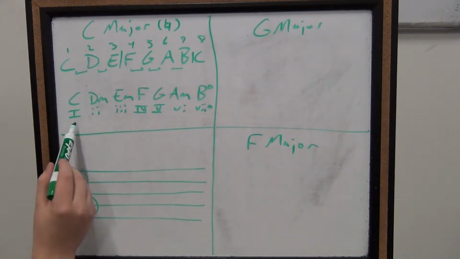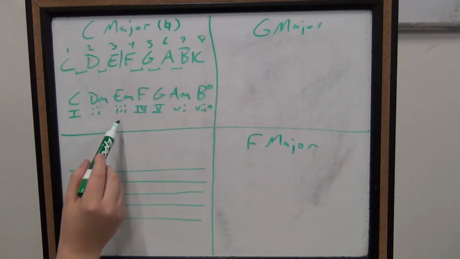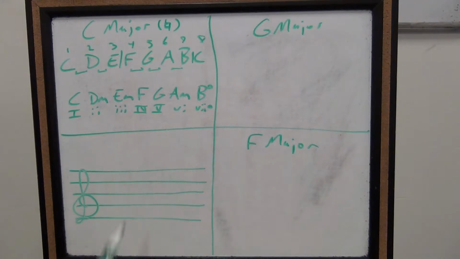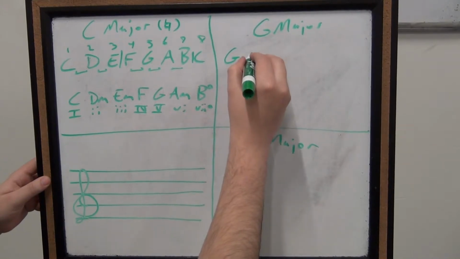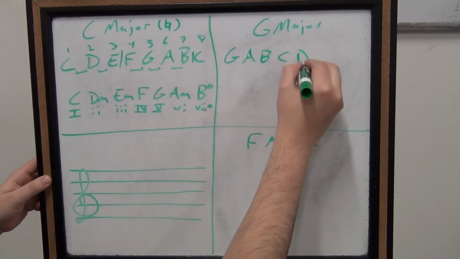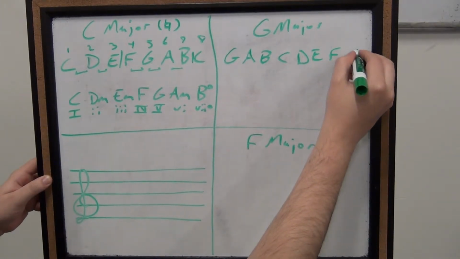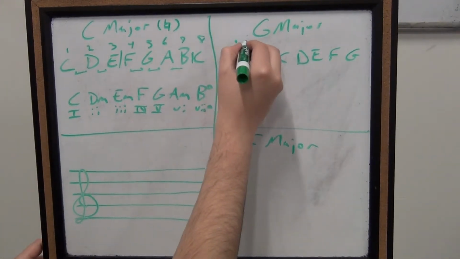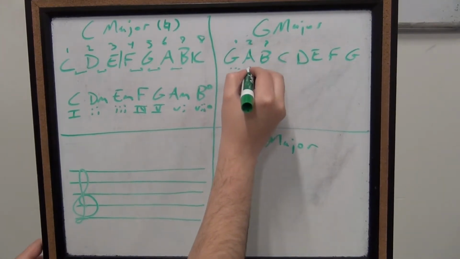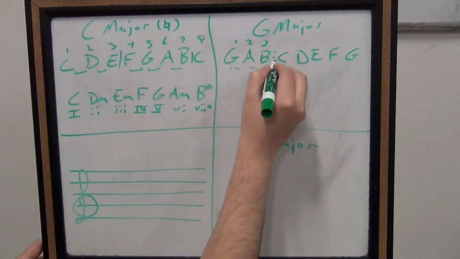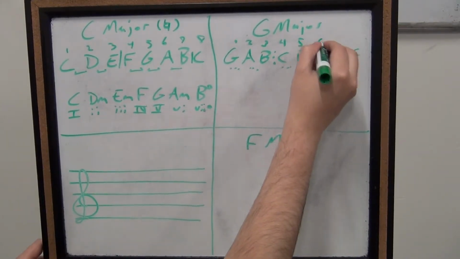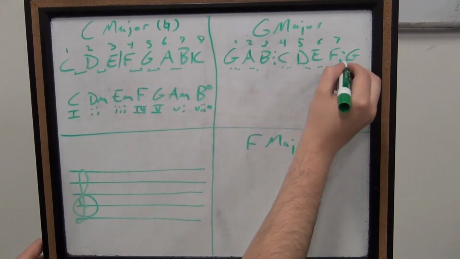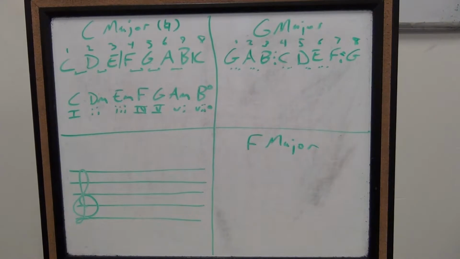And then our chords are always going to go 1 major, 2 minor, 3 minor, 4 major, 5 major, 6 minor, 7 diminished. Okay, so let's look at G as we write it out. So G, A, B, C, D, E, F, G. Okay, so we want it to go whole step from 1 to 2, whole step from 2 to 3, half step from 3 to 4, whole step from 4 to 5, whole step from 5 to 6, whole step from 6 to 7, and a half step from 7 to 8. That's what we want. That's not what it is. We got to make it be that.